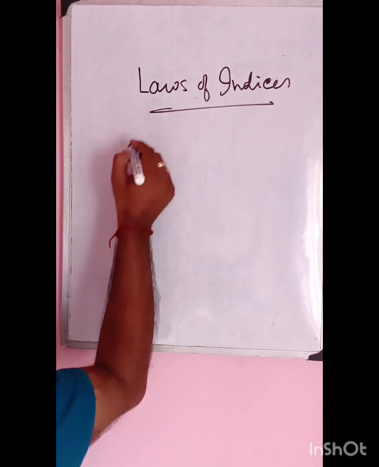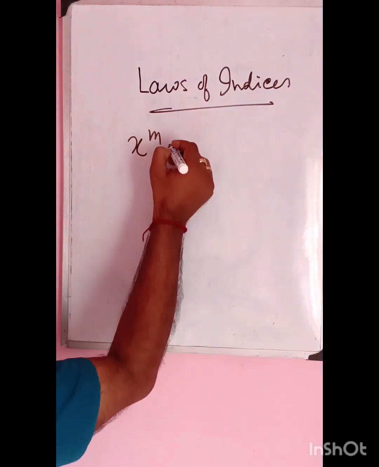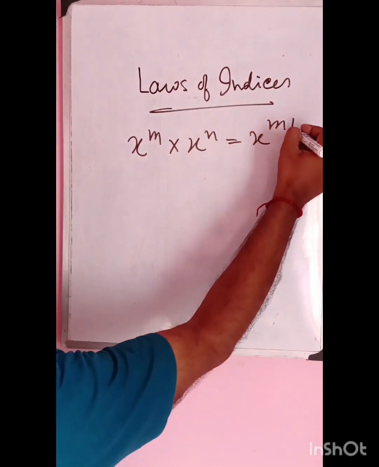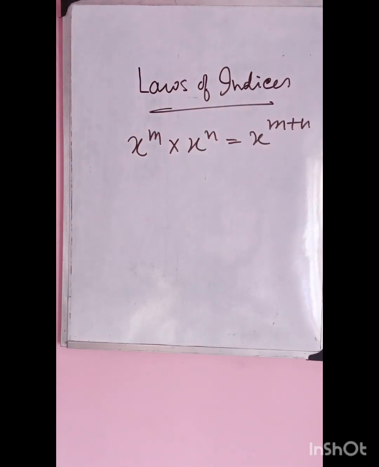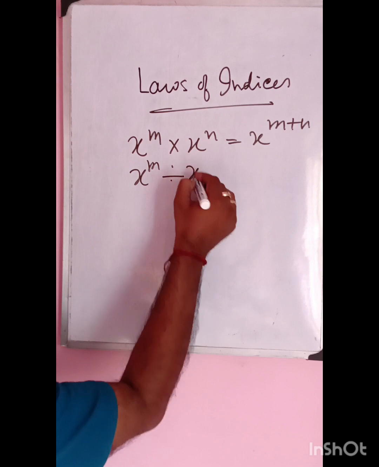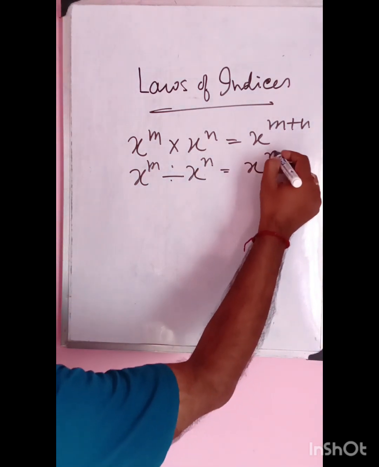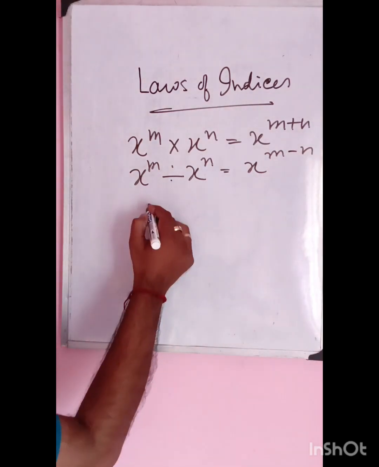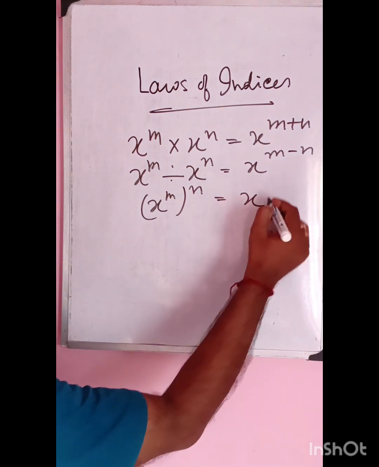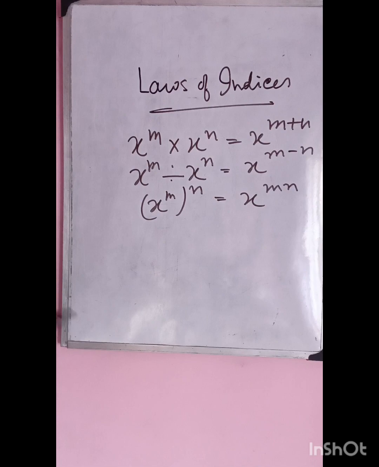6 vital things. First one, x to the power m into x to the power n equals x to the power m plus n. x to the power m divided by x to the power n is x to the power m minus n. x to the power m whole to the power n is x to the power mn, that is m into n.